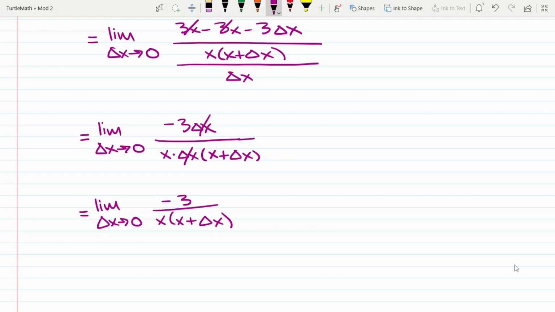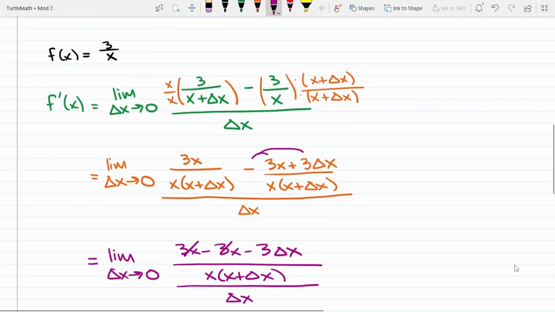So we can go ahead and plug in 0, which means we can drop our limit notation, and we'll say negative 3 over x times x plus 0. X plus 0 is just x, so that's negative 3 over x times x, which is x squared. And that would be our final answer, so that is our derivative for 3 over x.